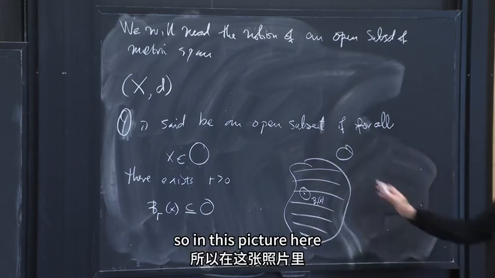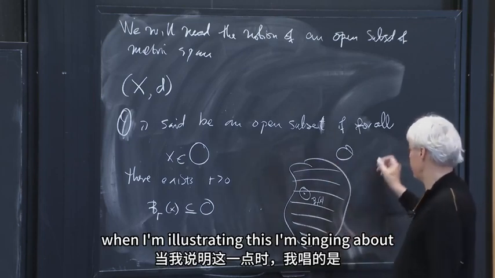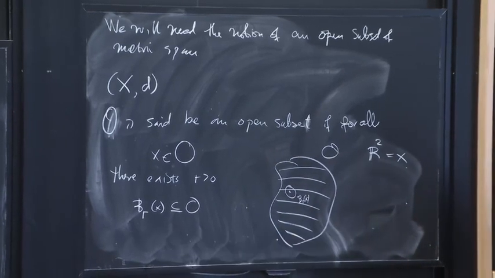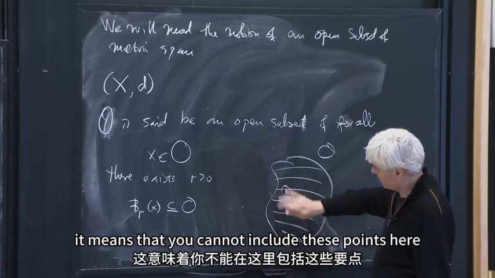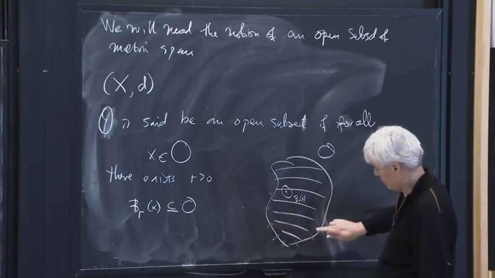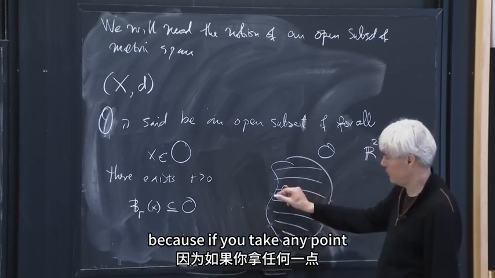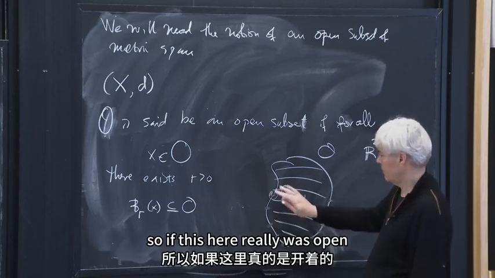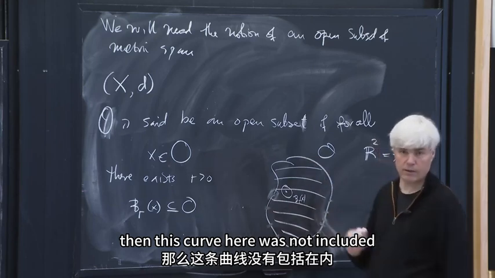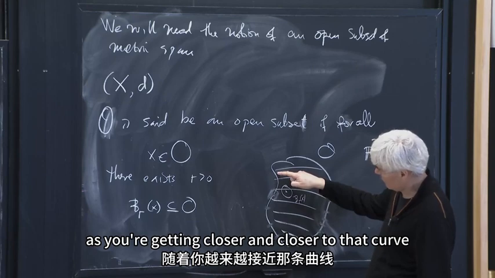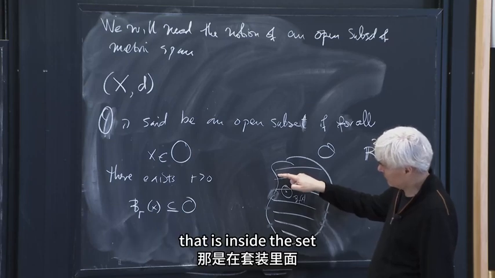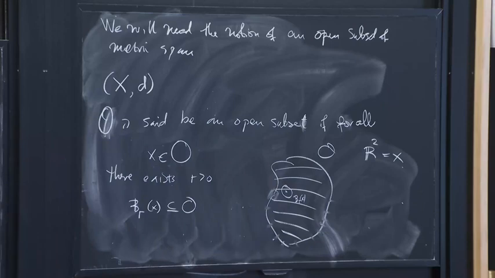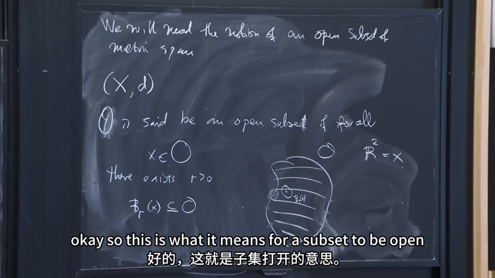So you see that not just this point here, but the whole ball here would have to be contained in O. In this picture, I'm thinking about X being R2, and the distance being the usual Euclidean distance. If this is open, it means that you cannot include the points on this curve. They would not be included in the set, because if you take any point on this boundary, then part of a ball would be outside the set. As you get closer and closer to that curve, you can still have a little ball inside the set, but the radius has to be smaller. But that's fine. So this is what it means for a subset to be open.